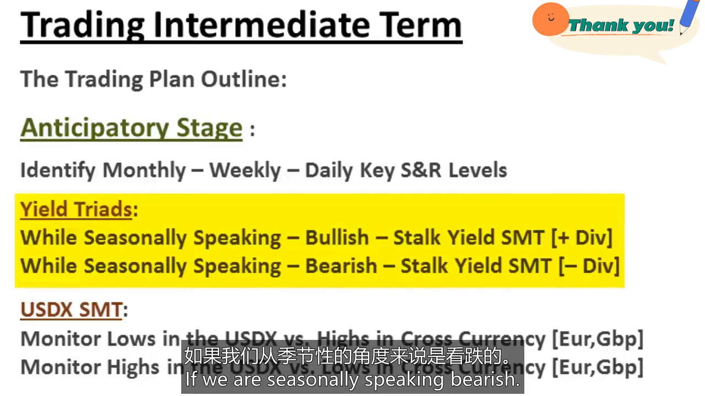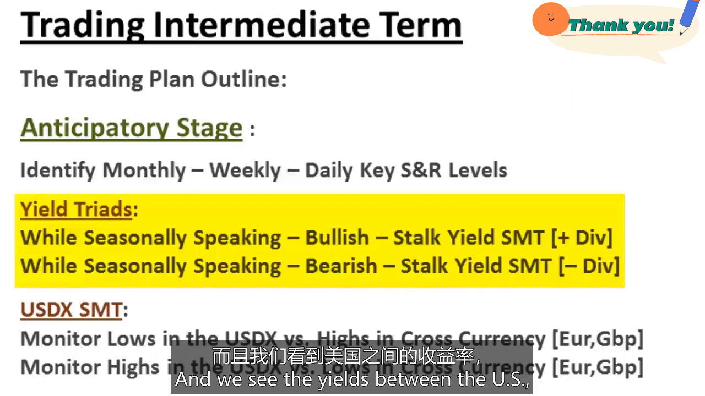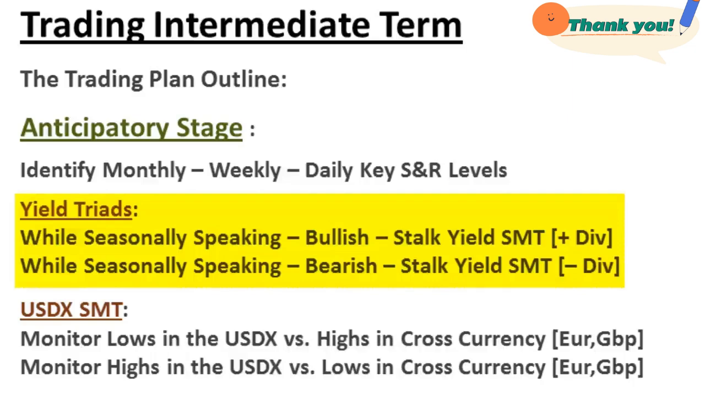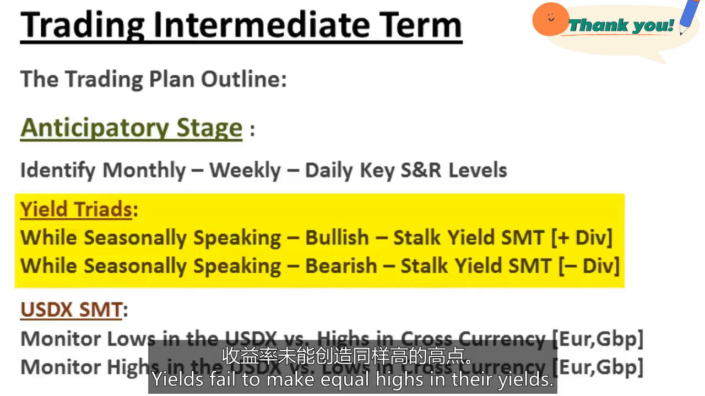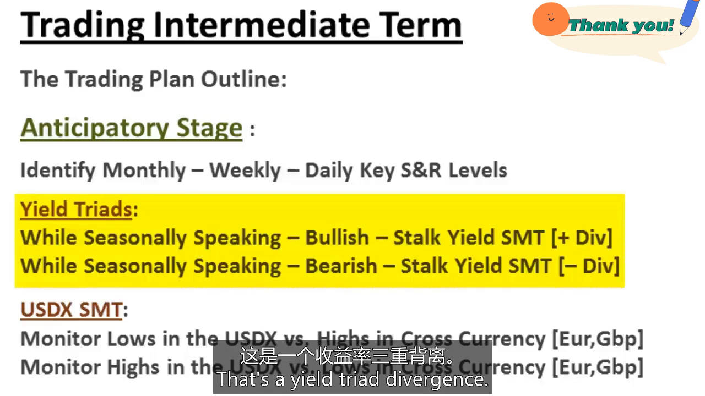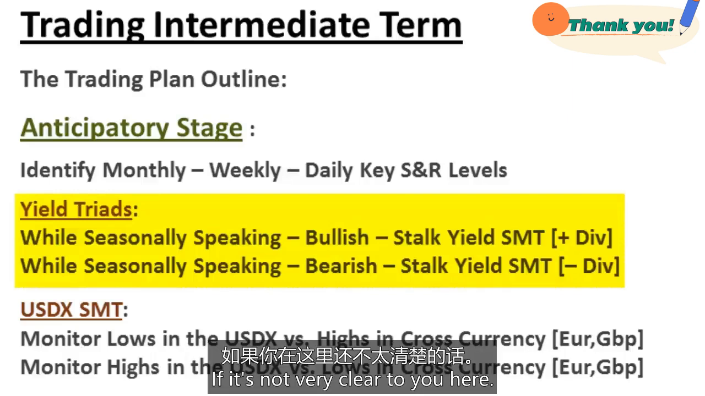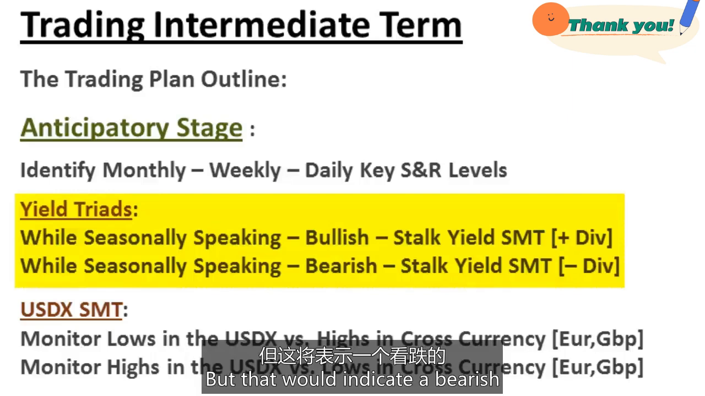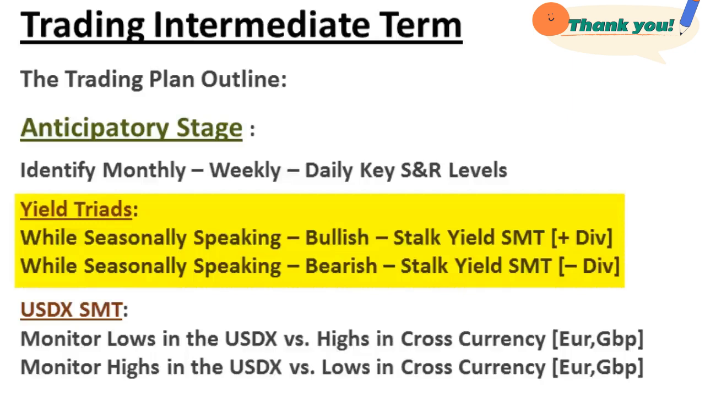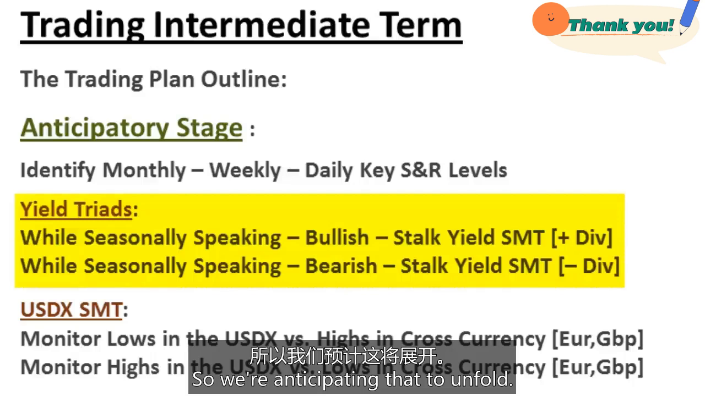If we are seasonally speaking bearish, and we see the yields between the US, the German, and the UK countries fail to make equal highs in their yields, that's a yield triad divergence. We'll talk about that and show examples if it's not very clear to you here, but that would indicate a bearish stage in the marketplace overall. So we're anticipating that to unfold.